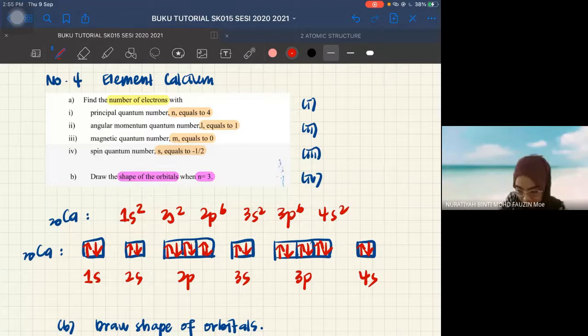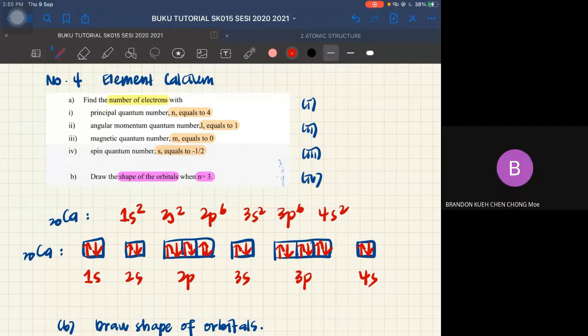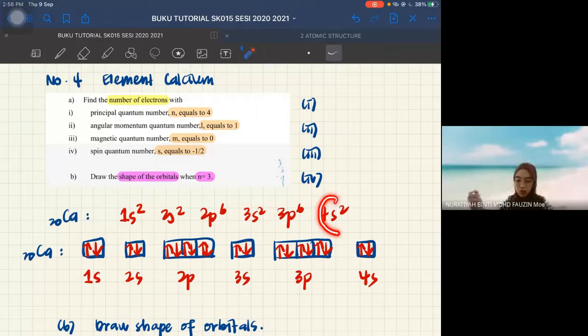for number one, principal quantum number n equals to 4. You want to know how many electrons with n equals to 4? 2 electrons. Because first you find n equals to 4, you see that you have the 4s orbital, and in there you have 2 electrons. So your answer is 2.